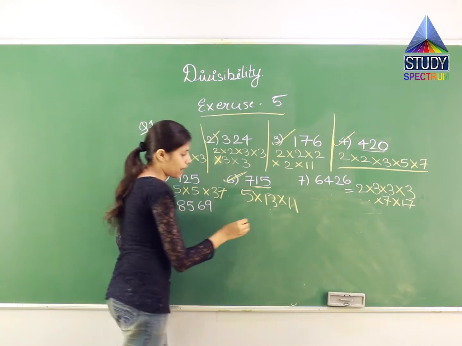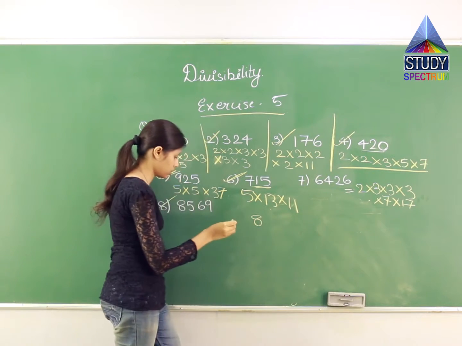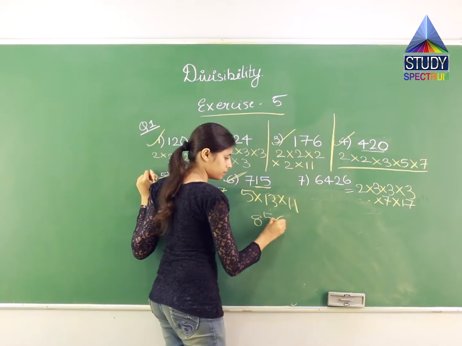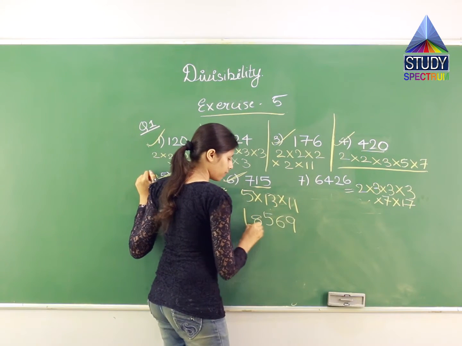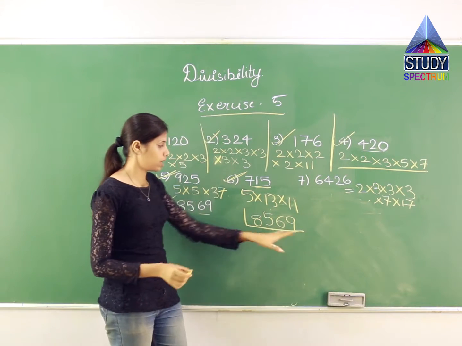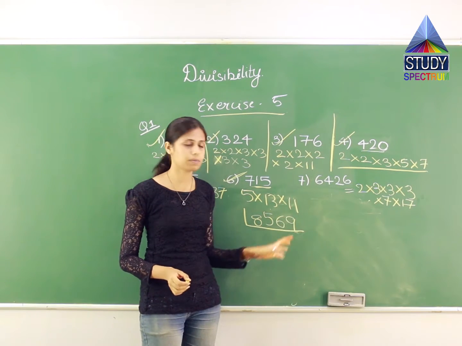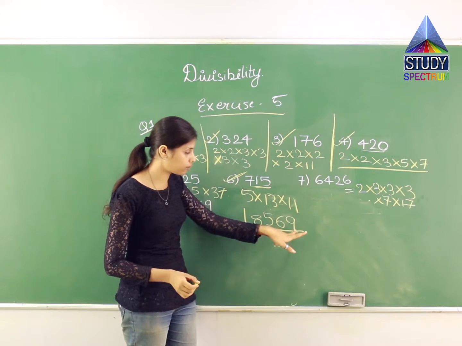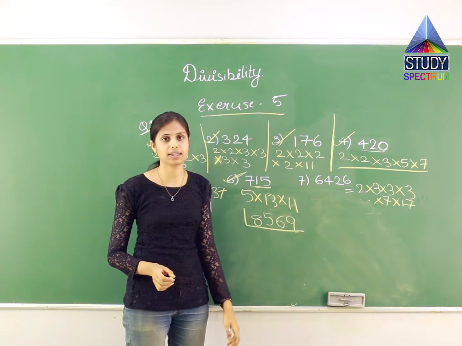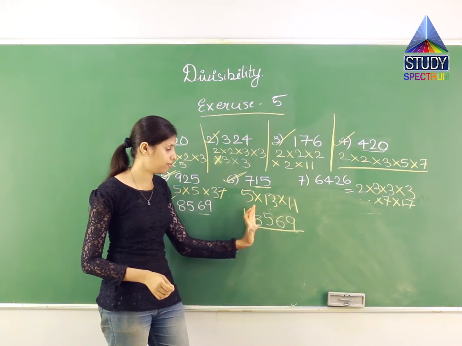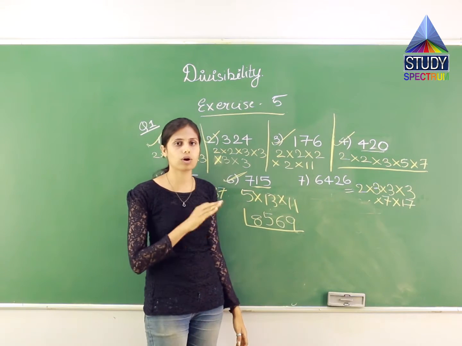Moving on further to our last question for this exercise: 8569. Same, I'll copy down the question, 8569, in the factorization bracket. Now it is not possible for me to divide it by 2. It is not possible to divide it by 4 because for 2 and 4, the condition is an even number at the end, and 9 is not an even number. So it is not possible for me to divide 8569 by 2 or 4.